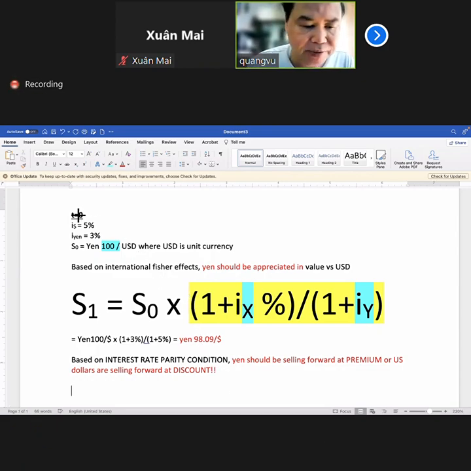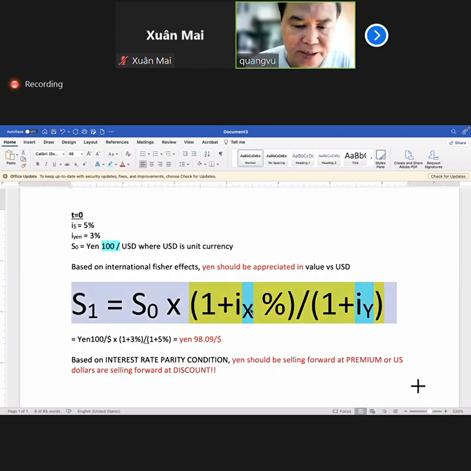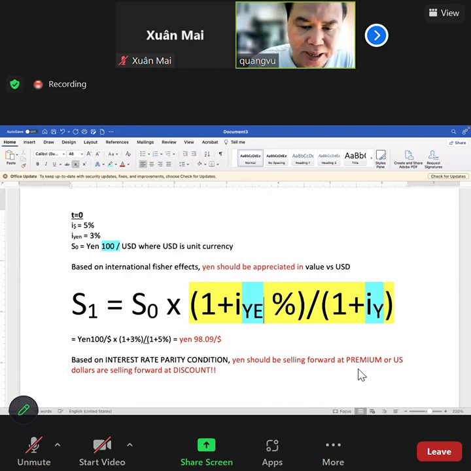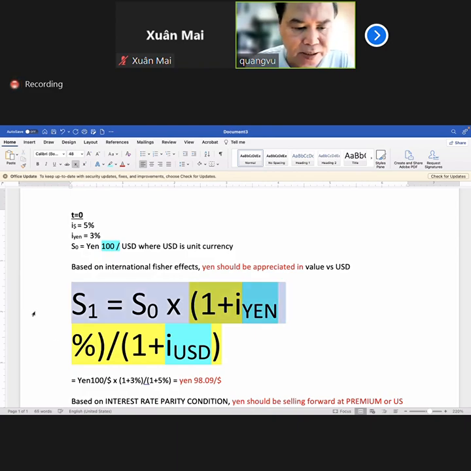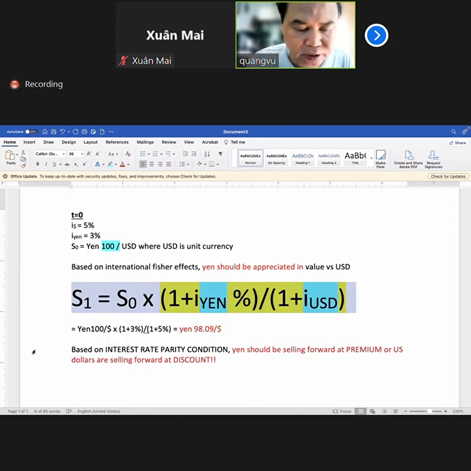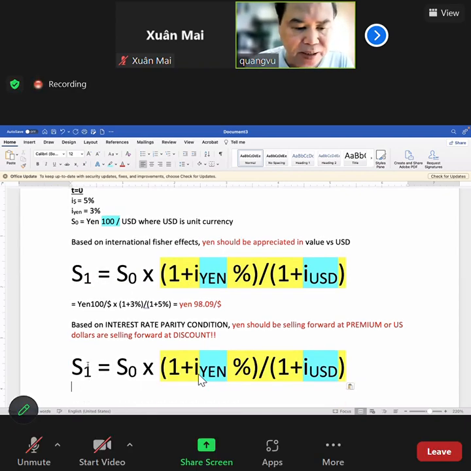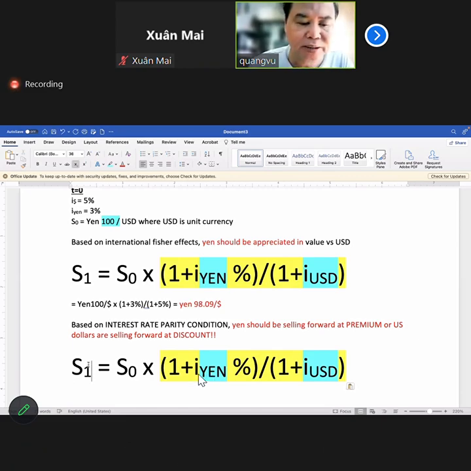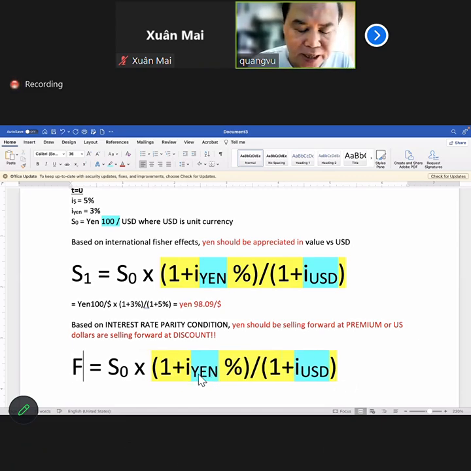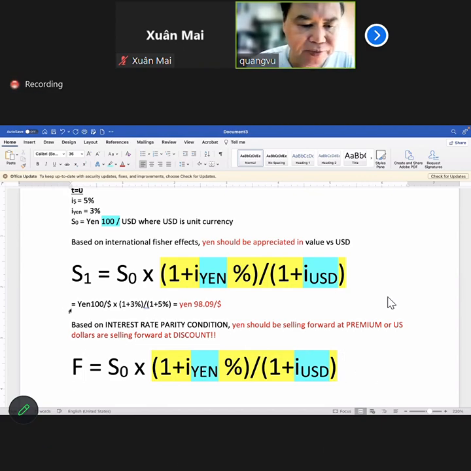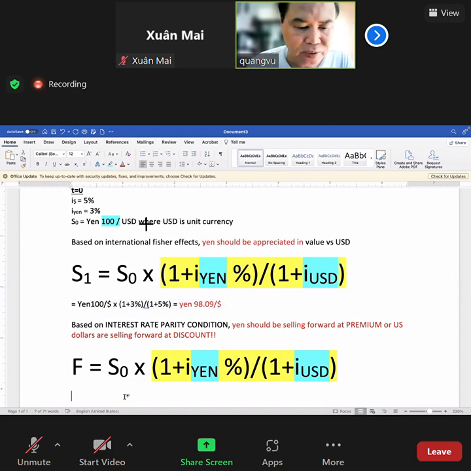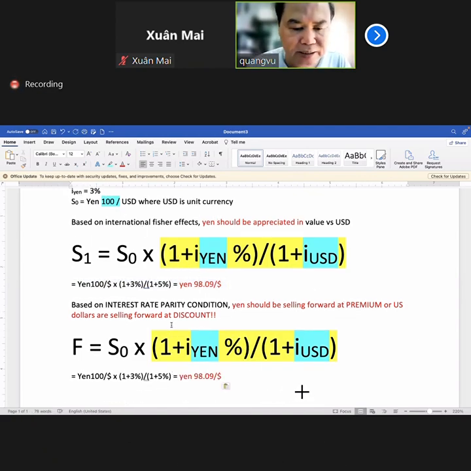Yeah, and then let's write down. Okay, right here you have yen, and right there you have USD, right? The formula to calculate the forward rate is basically very much the same. We just replace the future spot rate S1 by the forward rate. Okay, and that's it. The forward rate equals S0, exactly the same formula, and you have the forward rate with exactly the same number. You follow me?